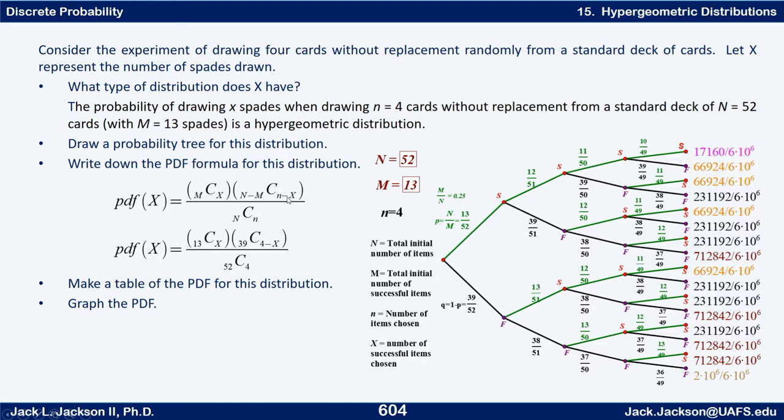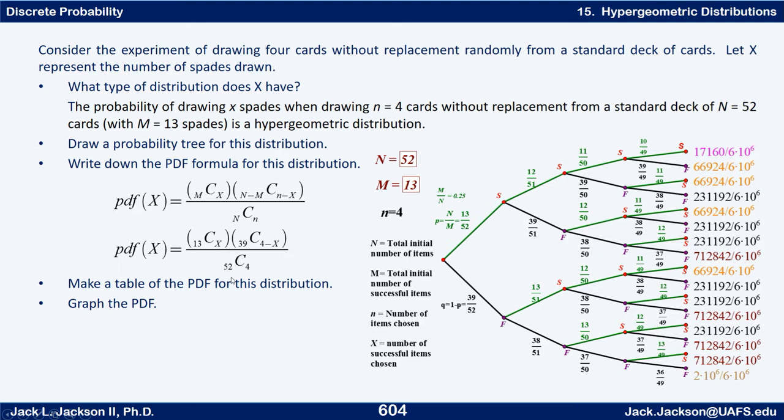Then how many failures in our sample? Well, our total sample size is n, and X of them are successes, so n minus X are failures. So that's 4 minus X here. So that combination is the number of ways of choosing the 4 minus X failures. This combination is the number of ways of choosing the X successes. The denominator is the total ways of choosing the 4 cards, which is capital N choose little n, choosing a sample of size n from a population of size capital N. So in other words, 52 choose 4 in this case. So this is the PDF formula.